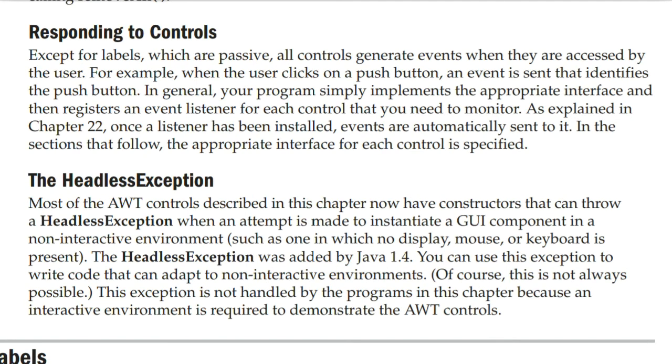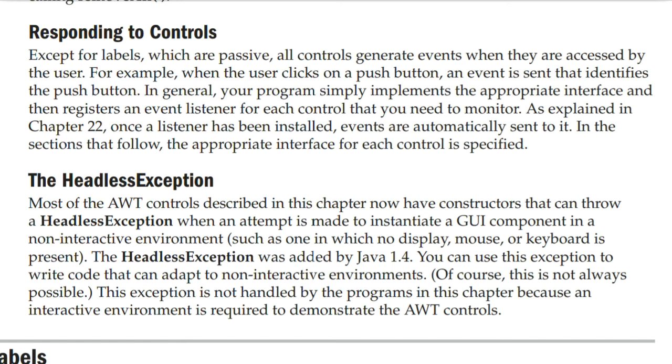Responding to controls. Except for labels, which are passive, all controls generate events when they are accessed by the user. For example, when the user clicks on a push button, an event is sent that identifies the push button. In general, your program simply implements the appropriate interface and then registers an event listener for each control that you need to monitor. As explained in the earlier chapter, once a listener has been installed, events are automatically sent to it. In the sections that follow, the appropriate interface for each control is specified.